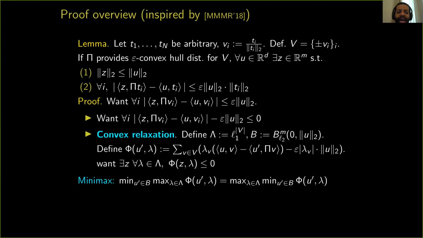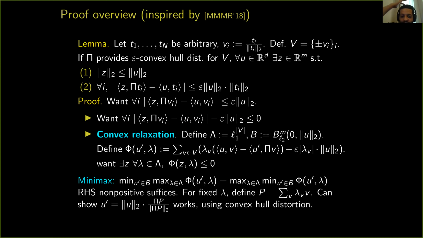So to say that there exists a Z such that for all lambda this thing is non-positive, it means that the min over all Z of the max over lambda is non-positive. But the min of the max is equal to the max of the min by minimax. Okay, and I was able to apply minimax by moving from these 2n choices of lambda to all lambda in the L1 ball because I've convexified my region. So now I just need to show that the max over lambda of the min over u prime is non-positive. So I just need to show that the right-hand side is non-positive.